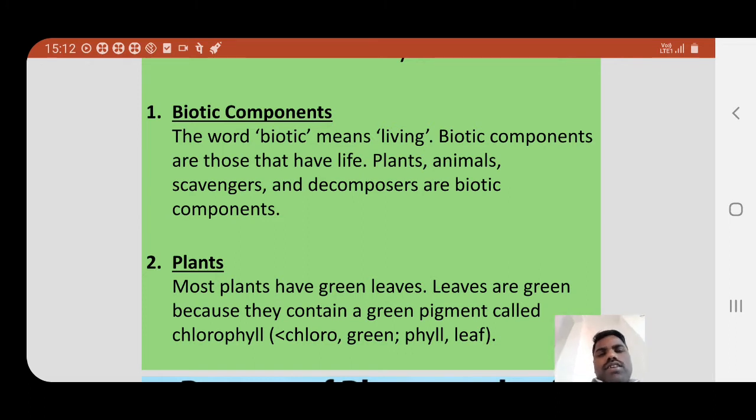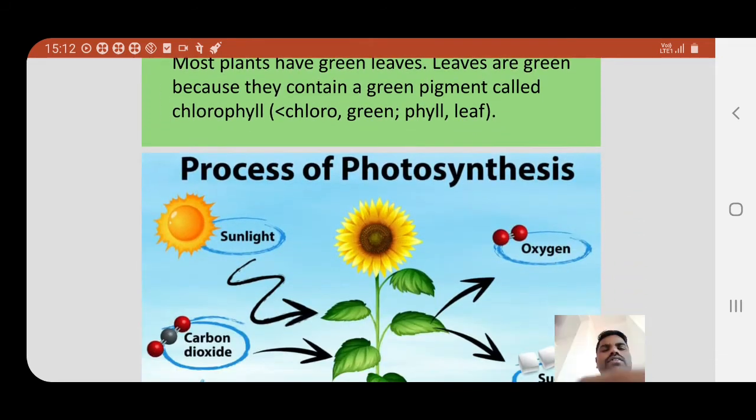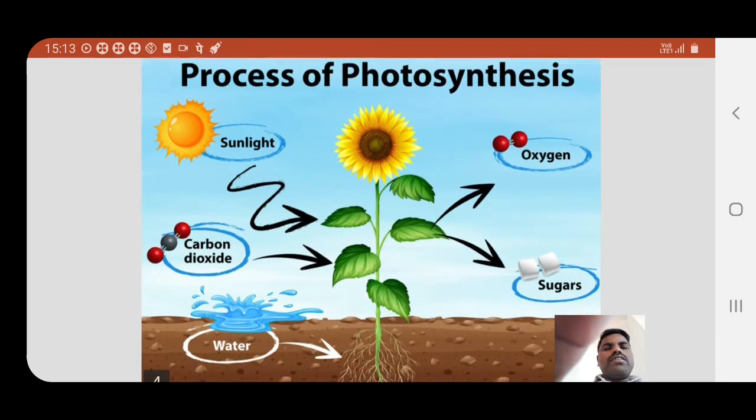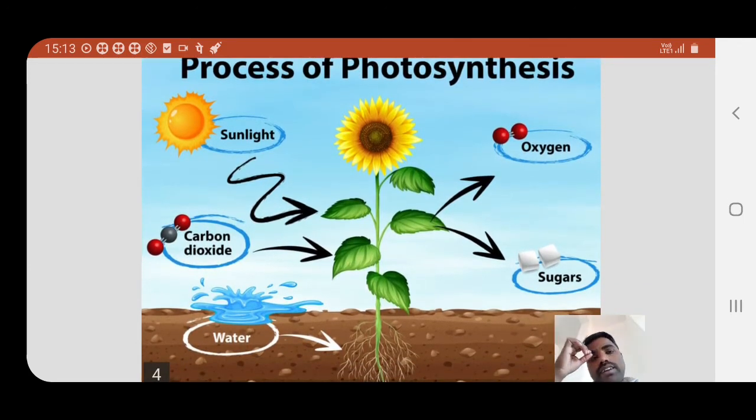Do you know about plants? How will the plant be, what will they do, and how will they prepare their food? See, plants prepare their own food with the help of sunlight. Here we can see the photosynthesis process. Plants prepare their own food with the help of sunlight, carbon dioxide, water, and nutrients absorbed from the soil. By using all these things, plants prepare their own food and give out oxygen. This process is called photosynthesis.